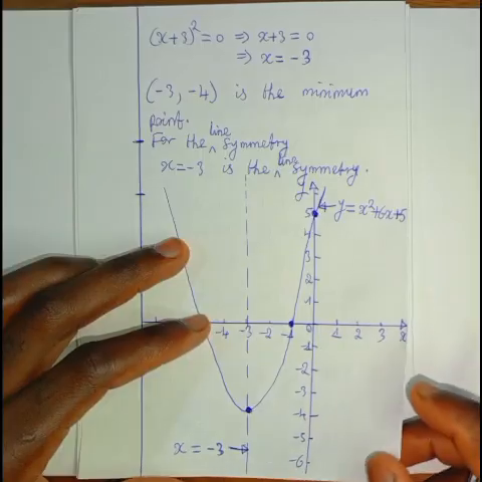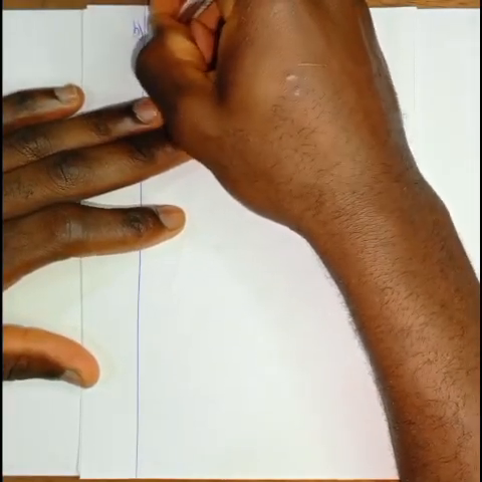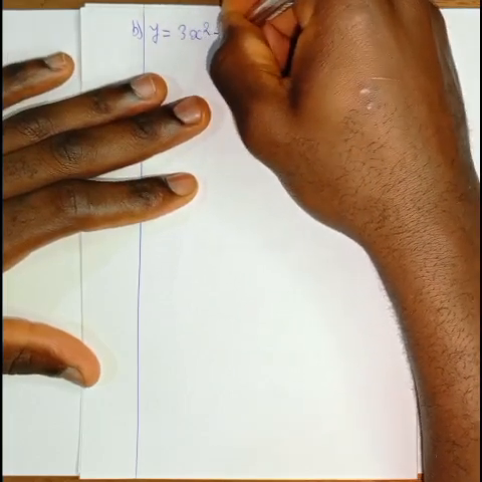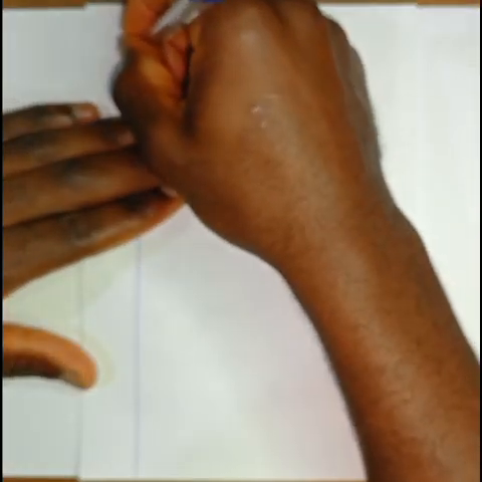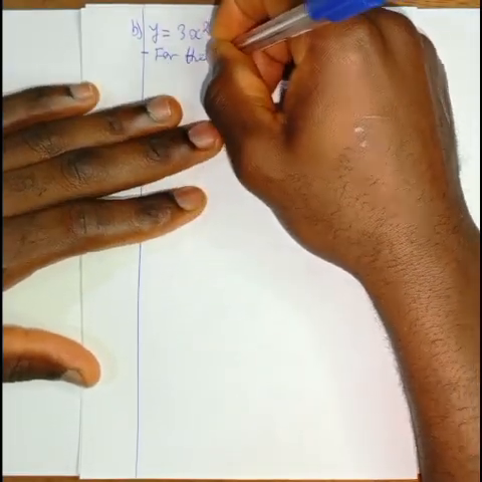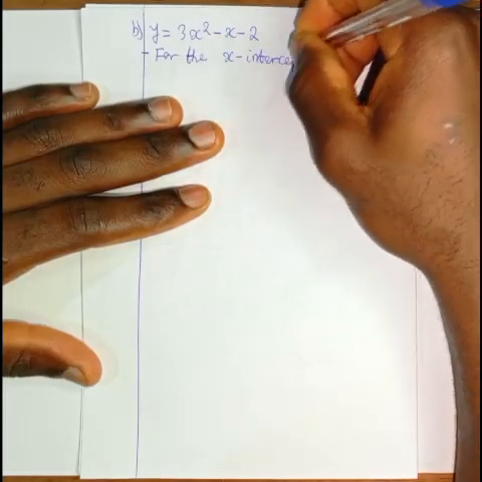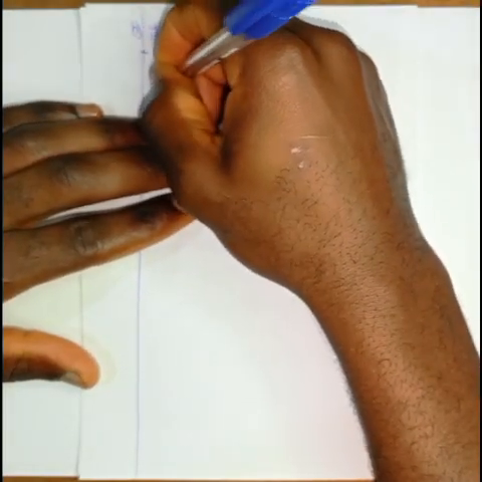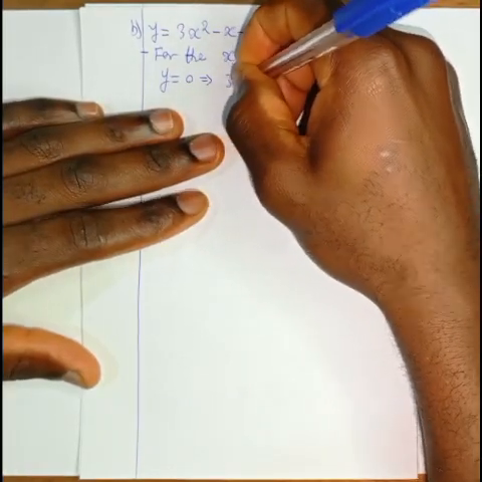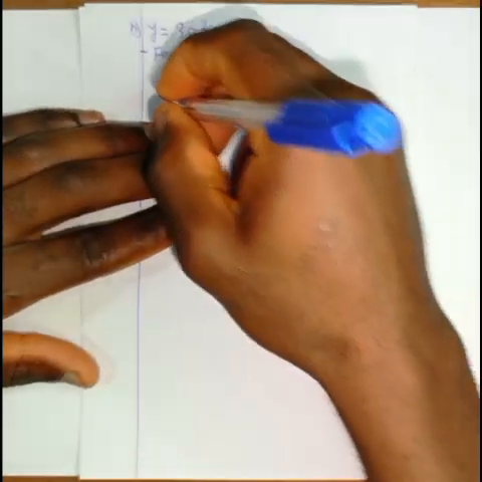Now let's move to question B. For question B, we have y equal to 3x squared minus x minus 2. The first thing, for the x-intercept, we're going to equate y to 0. Y equal to 0, then 3x squared minus x minus 2 is equal to 0.